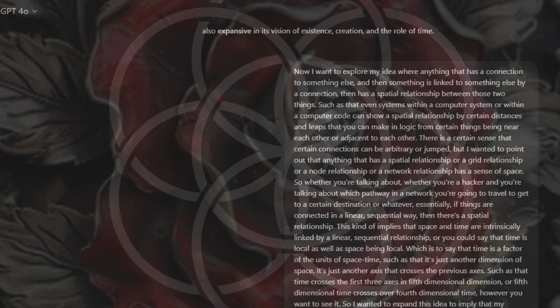There's a certain sense that certain connections can be arbitrary or jumped, but I wanted to point out that anything that has a spatial relationship or a grid relationship or a node relationship or a network relationship has a sense of space. So whether you're a hacker and you're talking about which pathway in a network you're going to travel to get to a certain destination or whatever, essentially, if things are connected in a linear sequential way, then there's a spatial relationship.